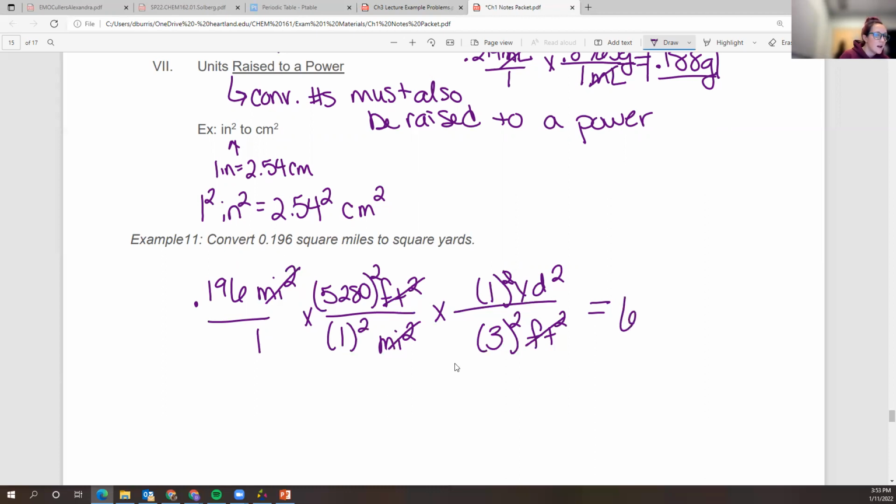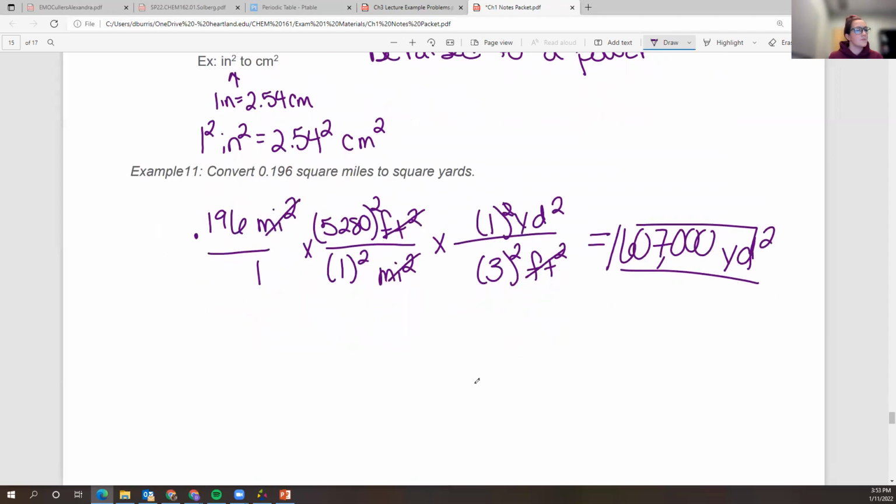And I would get, and I'm going to round, 607,000 square yards. So give that a try on your calculator. I rounded to 3 sig figs. That's how many was in the problem I gave you.